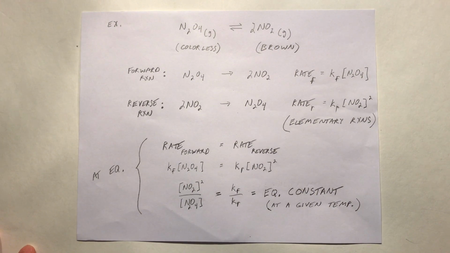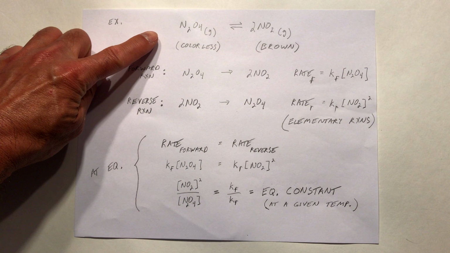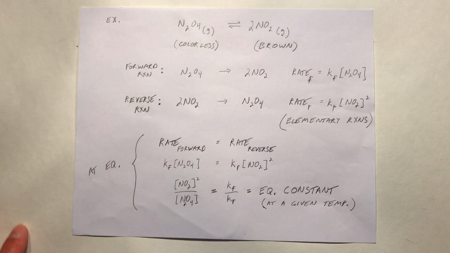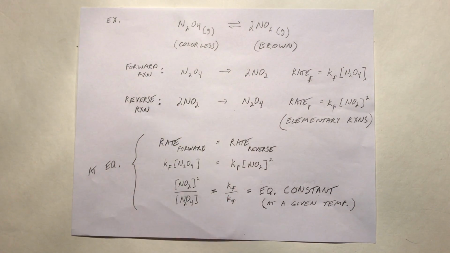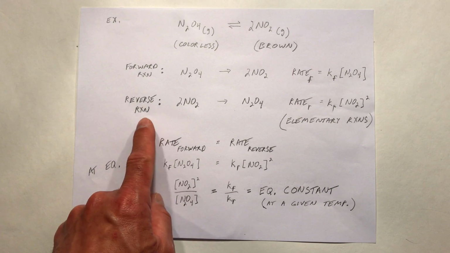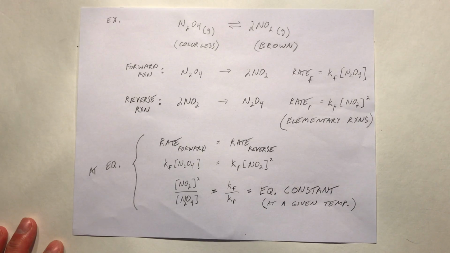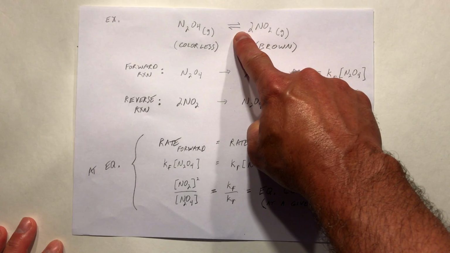Here's an example. We have N2O4 gas that's colorless reacting to produce two NO2 gases that are brown, and that reaction progresses in both directions, forward and reverse. So if we write the forward reaction, it would look like this. N2O4 produces two NO2s. And if we write the reverse reaction, it would look like this. Two NO2s produces N2O4. So rather than having to write two chemical equations, we just put half arrows pointing in both directions.